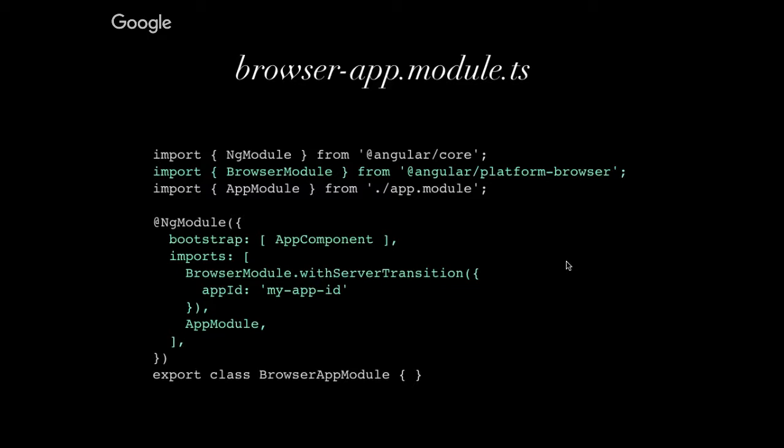So let's say you have an Angular app that's just running on the browser and you decide that you want to do some server rendering. What you do is you put another ng module on top, which is this one, and it has this specific thing in here. It imports the browser module just like before, but it does this with server transition, and you give it an app ID. I'm going to explain what this is for in a minute.